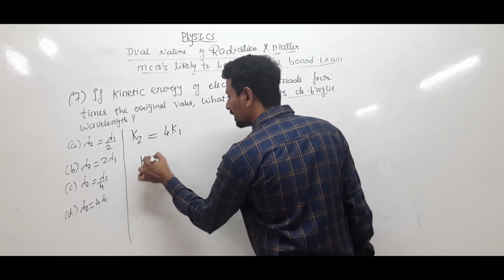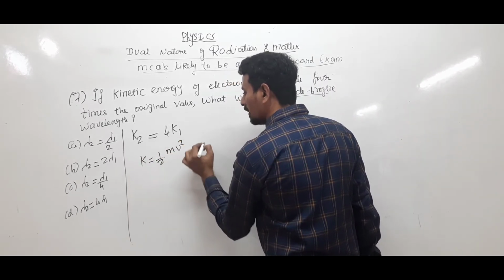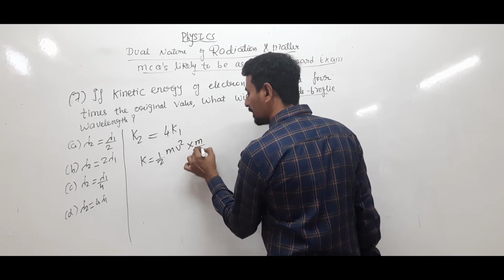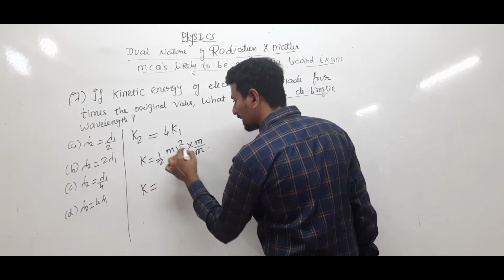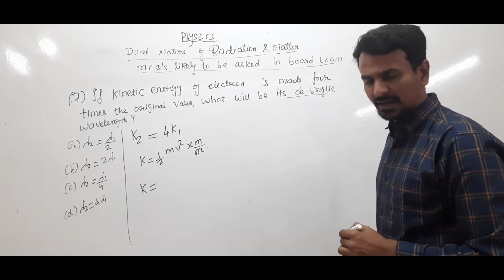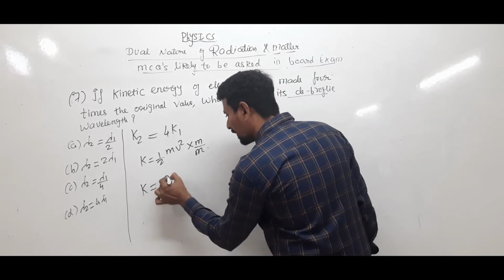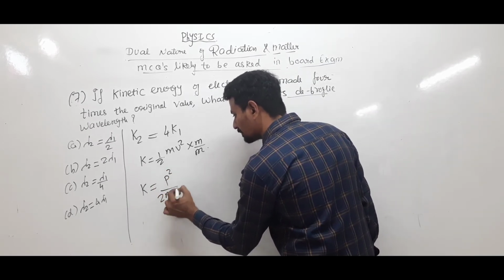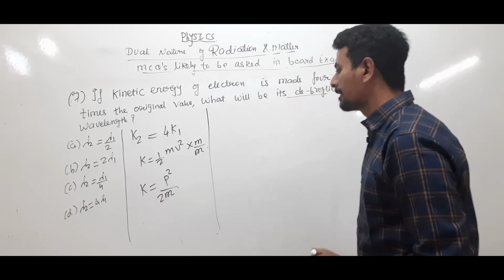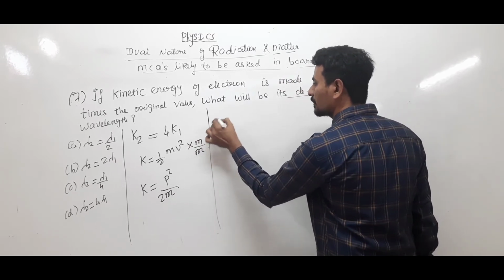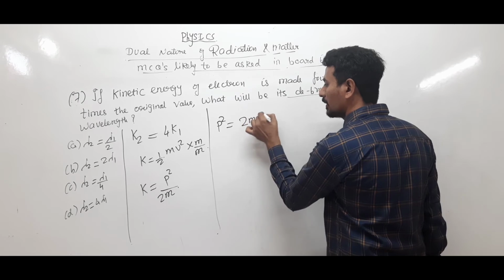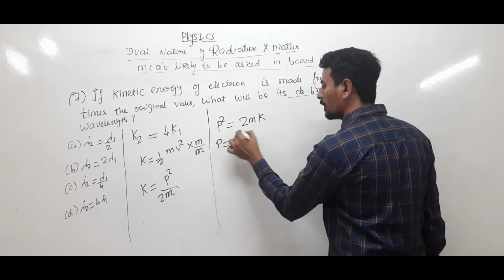Kinetic energy is half mv square. If I multiply and divide by m, I will get kinetic energy as m square v square, that is the square of momentum upon 2m. Finally, P square is equal to 2mK. So P is equal to root of 2mK.